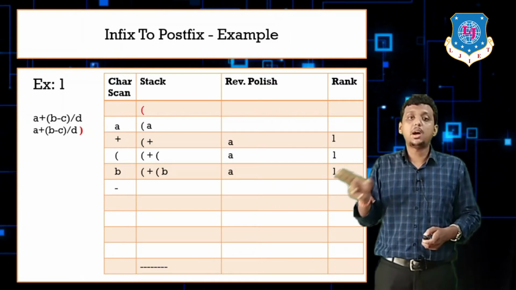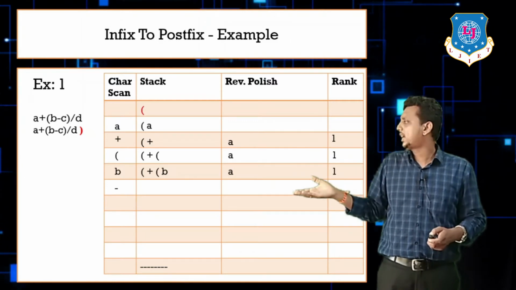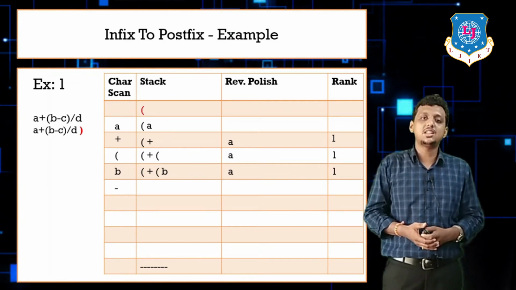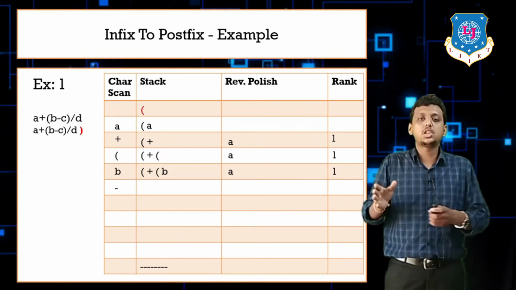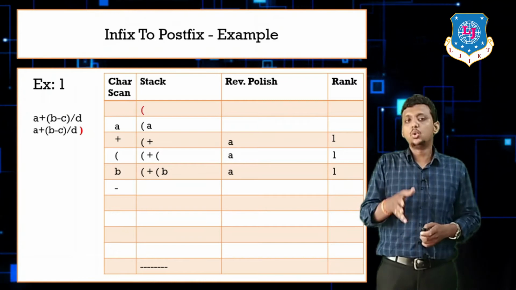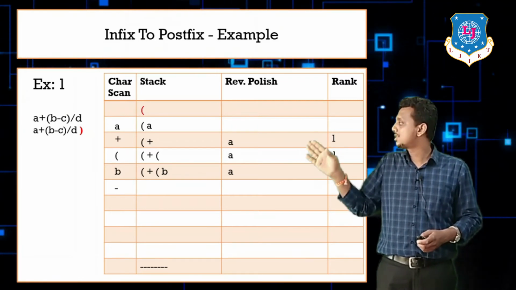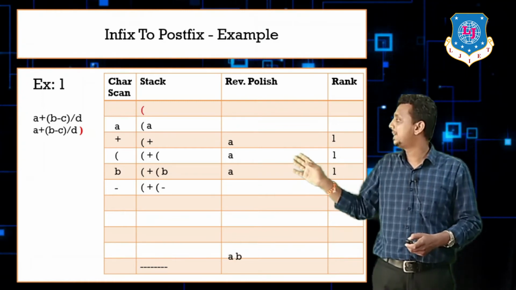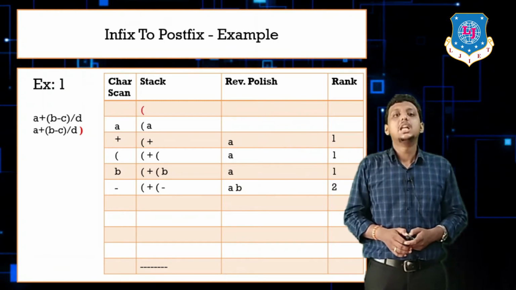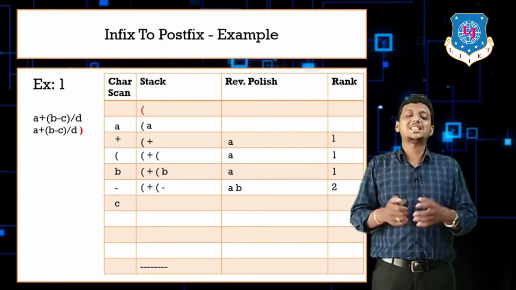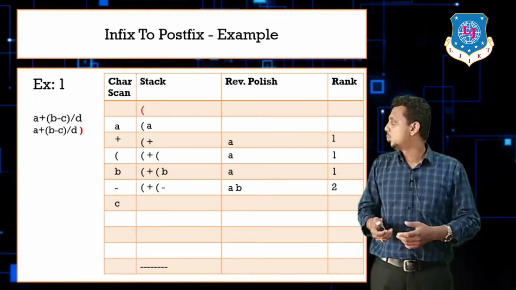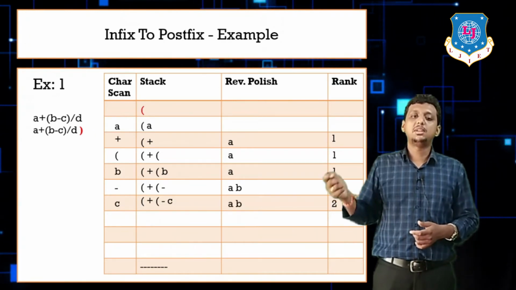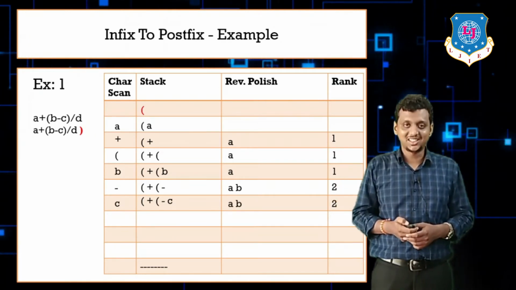But what about the opening bracket? See, the opening bracket inside the stack has precedence 0. So obviously minus has higher precedence than the opening bracket inside the stack. So you just need to push minus over there. The whole stack becomes opening, plus, opening, minus. Then we have reverse polish AB, rank is 2. What is our next data? Next is C. C is a character, so push it inside the stack, and the reverse polish and rank remain as they are.